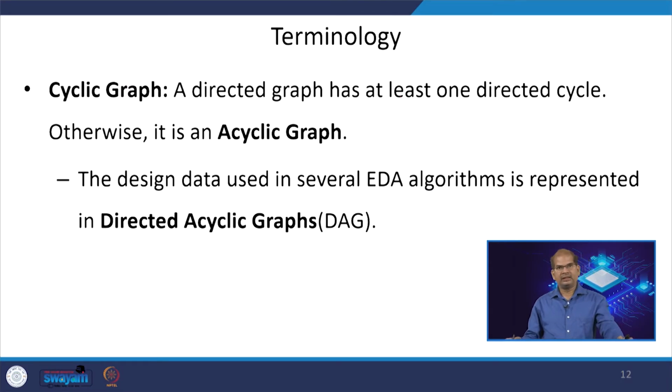There is another graph called a cyclic graph. What is a cyclic graph? Basically, at least one directed cycle is there, so there is a loop. A directed graph that has at least one directed cycle is called a cyclic graph. If there is no cycle, that is called an acyclic graph.